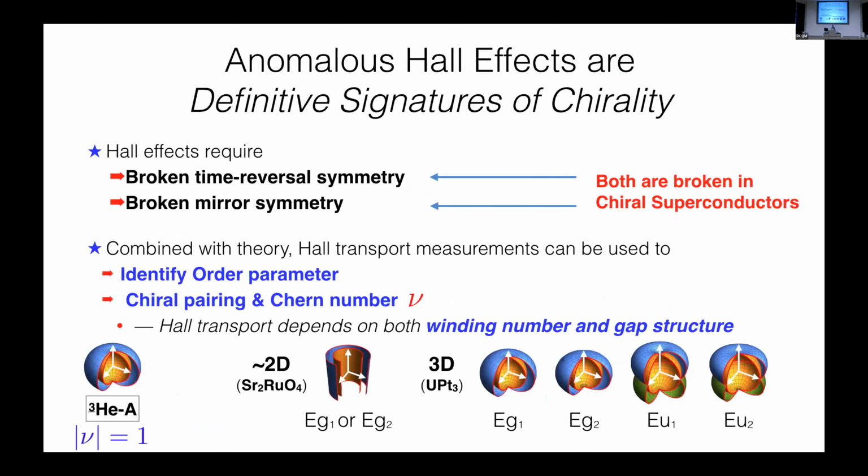So the key message here is that anomalous Hall effects are definitive signatures of chirality. And the combination of theory and experiment can also identify the winding number, the topological Chern number, and the broken orbital symmetry of the superconducting state. So far, I think it's correct to say that only the A phase of helium-3 is definitively identified as the chiral superfluid. It's chiral P wave with nu equal 1. So first, I want to talk a little bit about why we believe that.